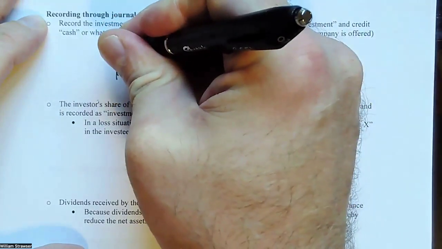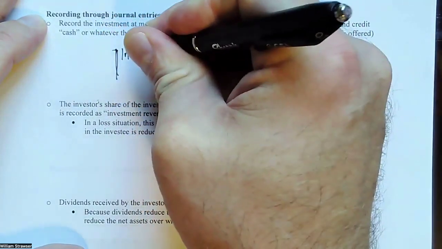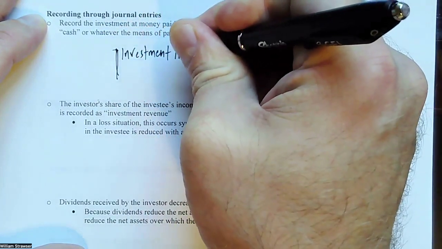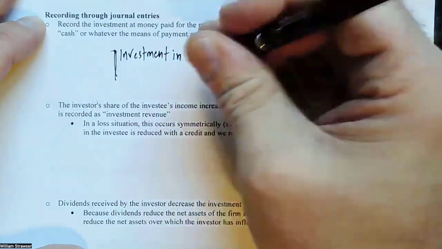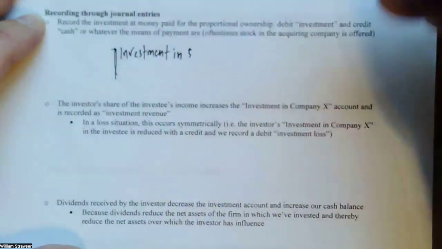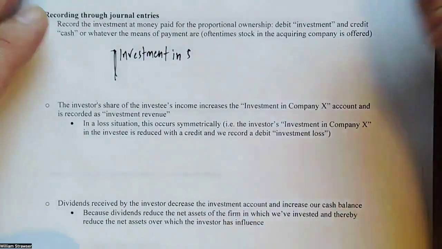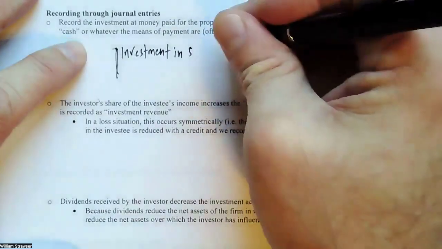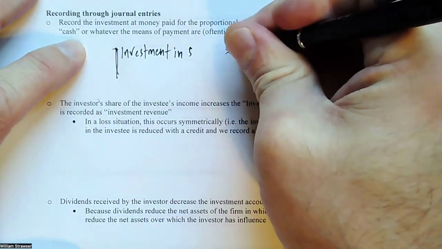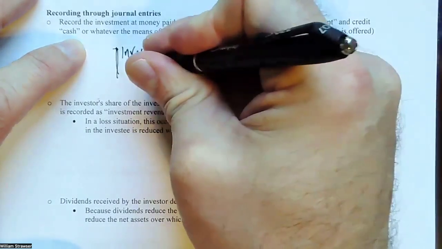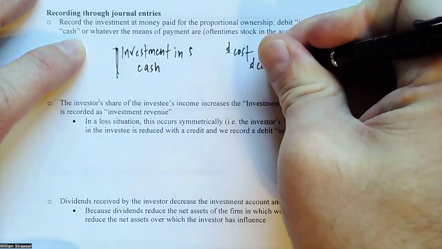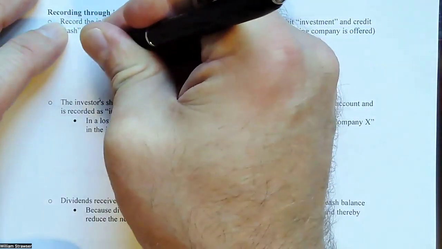So we debit our investment in S, right? We'll be using S and P a lot, subsidiary and parent. So we do have an investment at cost. And again, just assume cash for the moment, how much cash we spent. And again, this is just an asset for an asset.